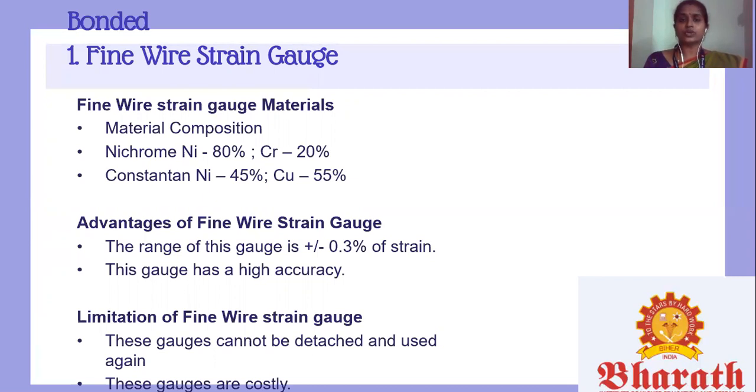Coming to the advantages of this fine wire strain gauge, the range of this gauge is plus or minus 0.3% of strain. The gauge has a very high accuracy. The limitations of the fine wire strain gauge include that these gauges cannot be detached and used again and again because the gauges are held onto the structure which is under study. These gauges are also costly because of it.